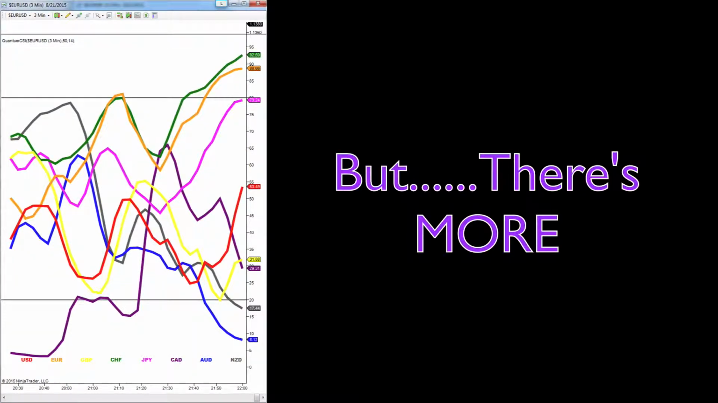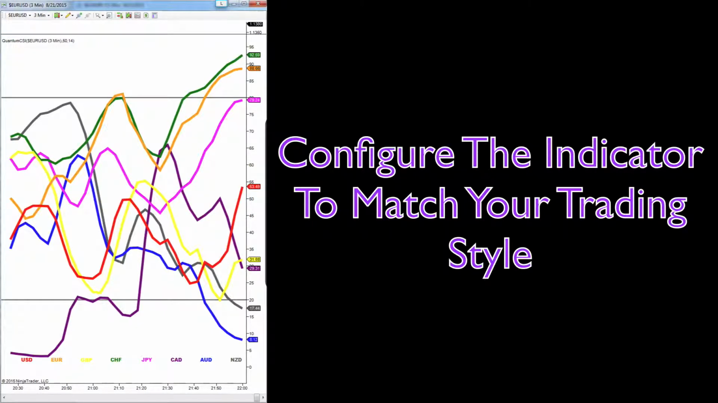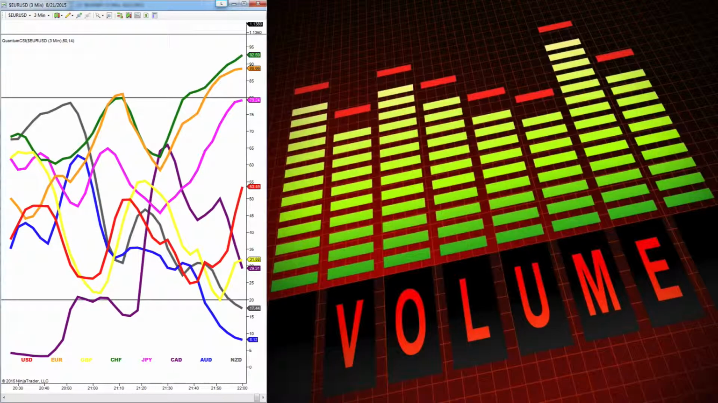There's even more. You can also configure the indicator to match your own trading style. In other words, you can fine-tune the currency strength indicator to your own personal trading approach. This is rather like the volume control on your radio. If you're a scalping trader, simply adjust one of the indicator settings to speed it up a little. If you're a swing or trend trader, tweak the controls to slow it down a little. The choice is yours. After all, why buy an indicator that you cannot match to your trading style? It would be like buying a radio with no volume control.